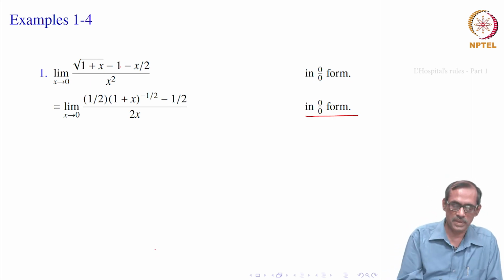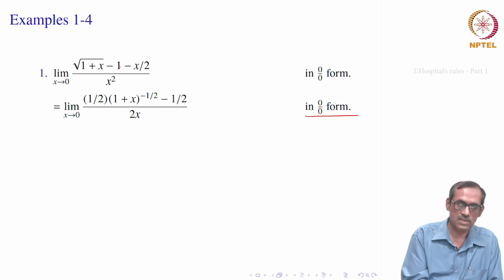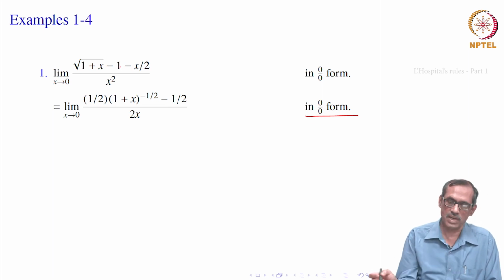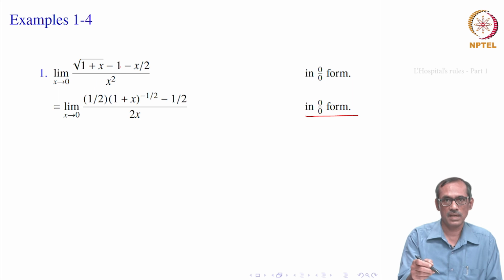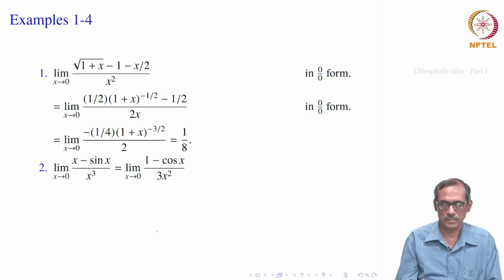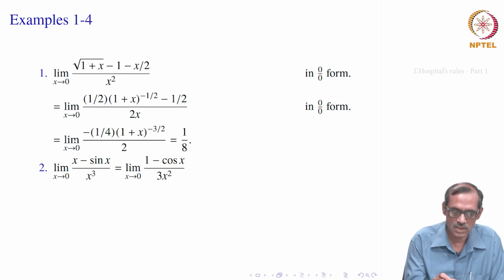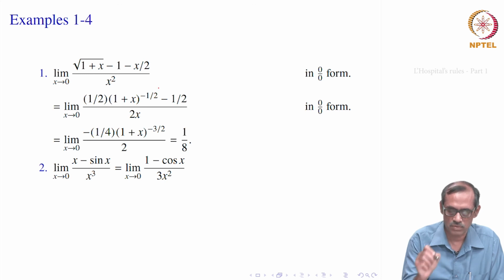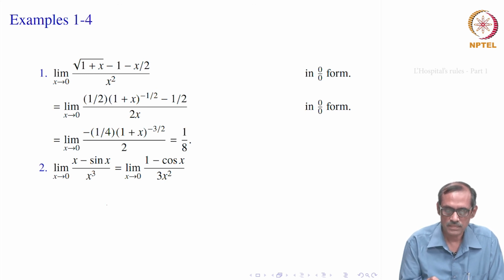So, we apply L'Hopital's rule again, and say that this limit exists provided the next limit exists, which will be the limit as x goes to 0 of the differentiation of the numerator by the differentiation of the denominator. So, now we write this is equal to the limit as x goes to 0, and we differentiate that. So, this is half into minus half, that is minus 1 by 4 into (1 plus x) to the power minus half minus 1, which is minus 3 by 2, divided by the denominator, which is 2.